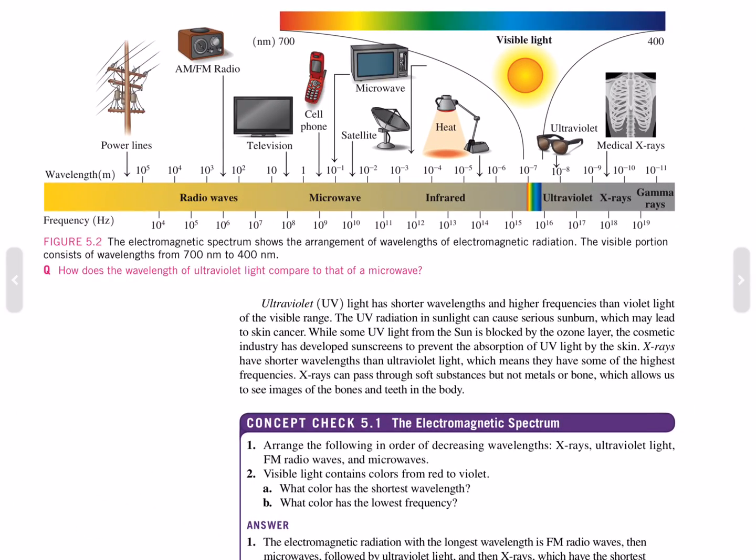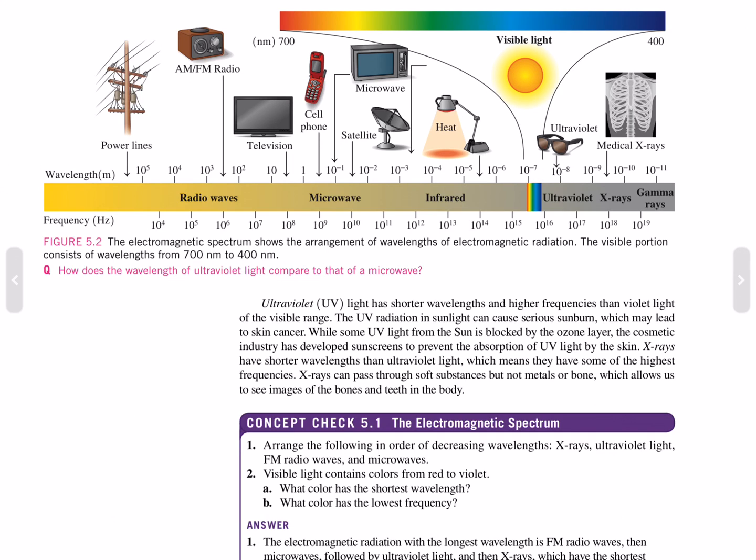The electromagnetic spectrum shows the arrangement of wavelengths of electromagnetic radiation. The visible portion consists of wavelengths from 700 nanometers to 400 nanometers. Ultraviolet light has shorter wavelengths and higher frequencies than violet light of the visible range. The UV radiation in sunlight can cause serious sunburn, which can lead to skin cancer. While some UV light from the sun is blocked by the ozone layer, the cosmetic industry has developed sunscreens to prevent the absorption of UV light by the skin.